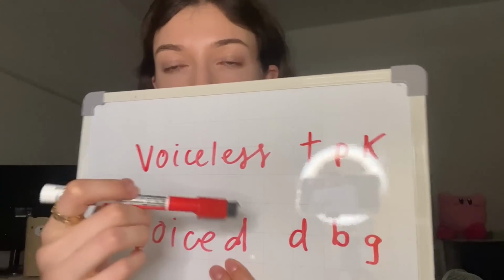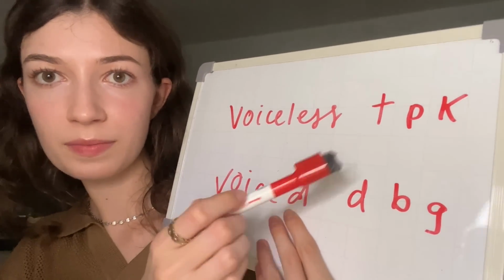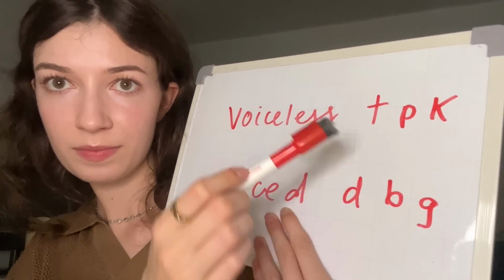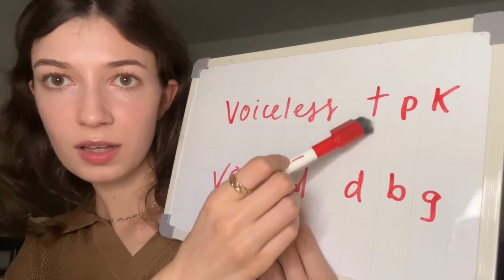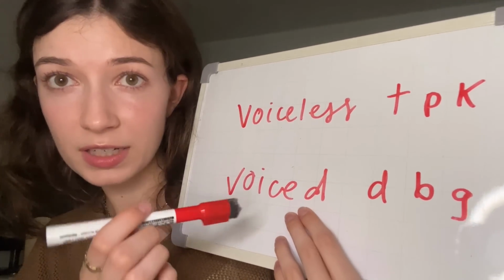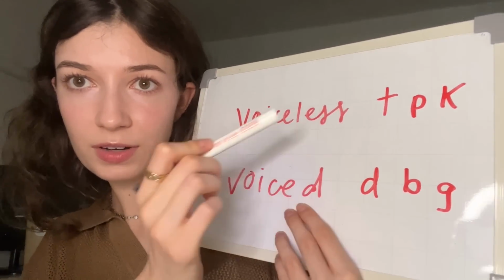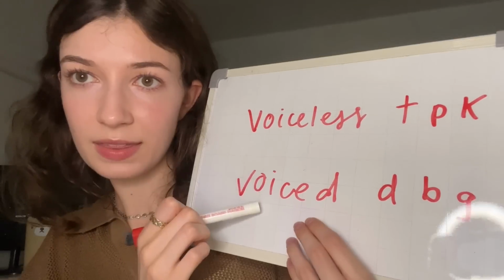So if we look at some examples of voiced versus voiceless sounds, I'll just write a few for you. Okay, so I put 3 pairs of voiceless and voiced sounds, T and D, P and B, and K and G. Each of these pairs have the exact same place and manner of articulation, but the only difference is that these are voiceless and these are voiced.